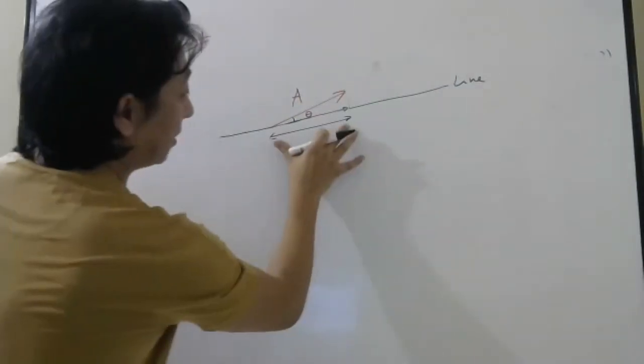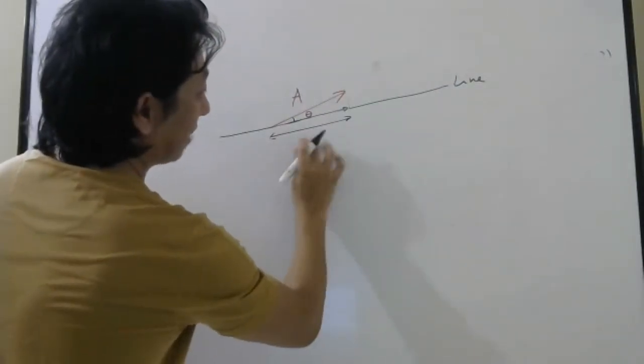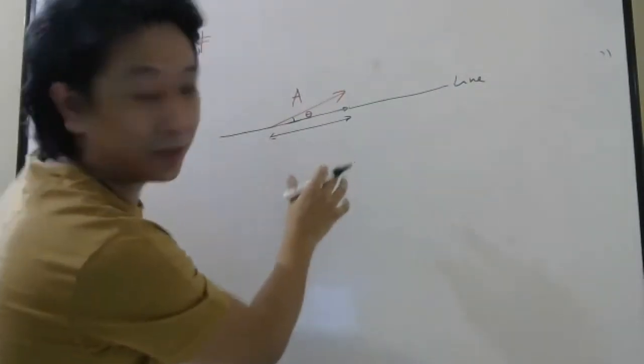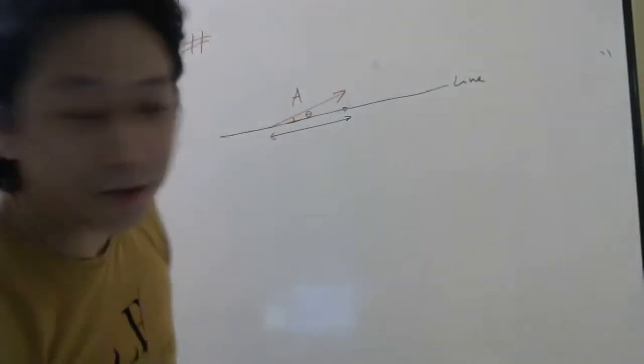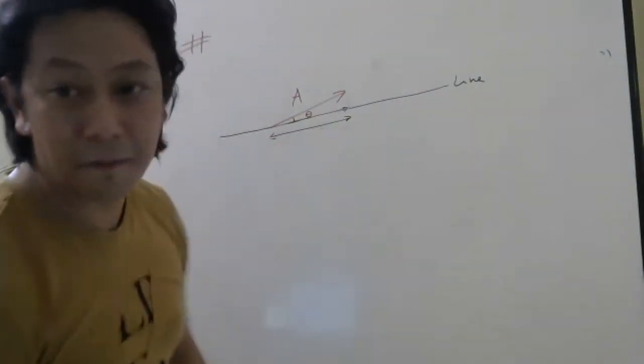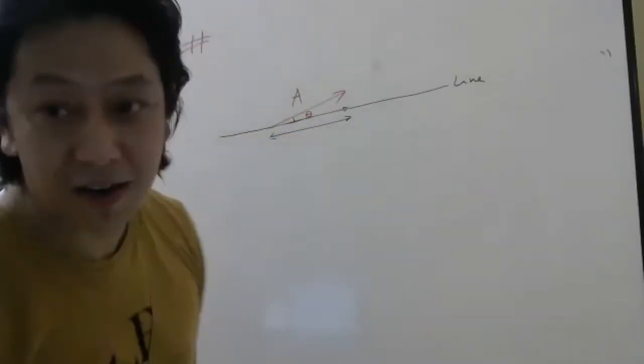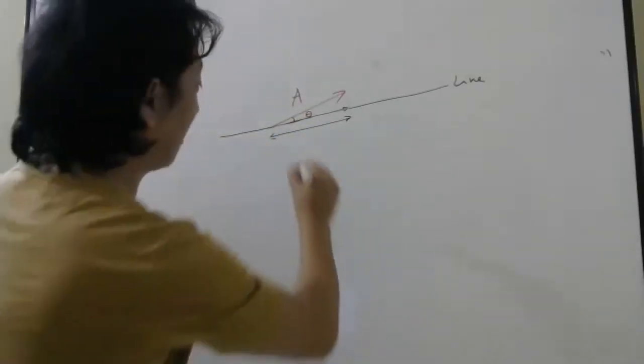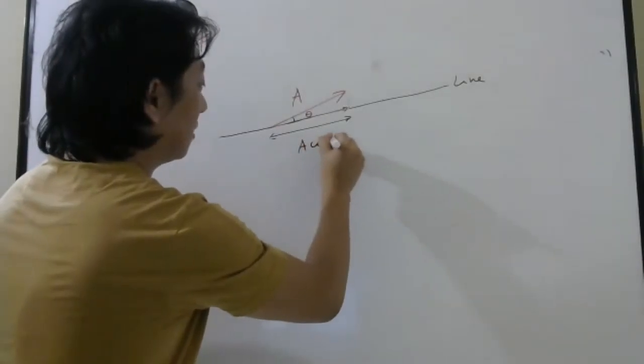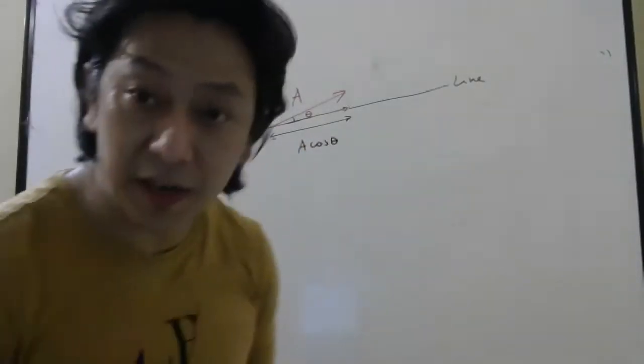Can you tell me what this will be quickly, in terms of A and theta? Sakshi, can you tell me? If this is A, this is theta, what will this be? A cos theta. And that is true for any vector, any line.